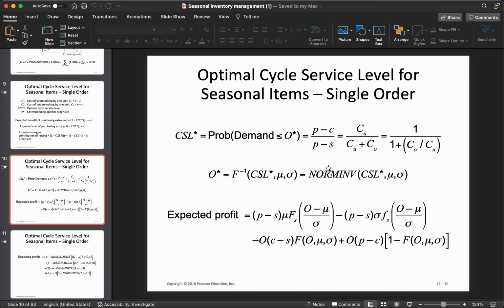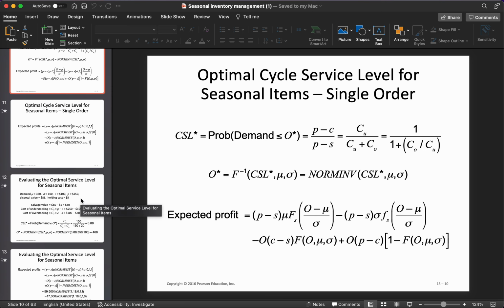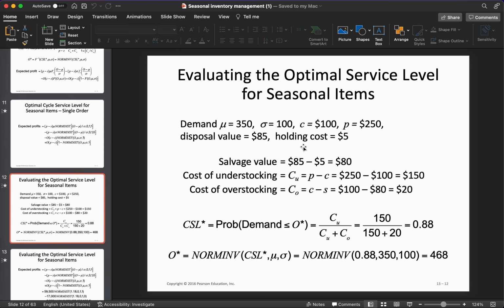Now the formulas that are given in the textbook are for the older versions of Excel, so we just have to update the formulas a little bit. Instead of saying NORMINV, or normal inverse, we're going to say NORM.INV. So it's only simple changes, nothing very complicated. Let's take a concrete example and begin with that.